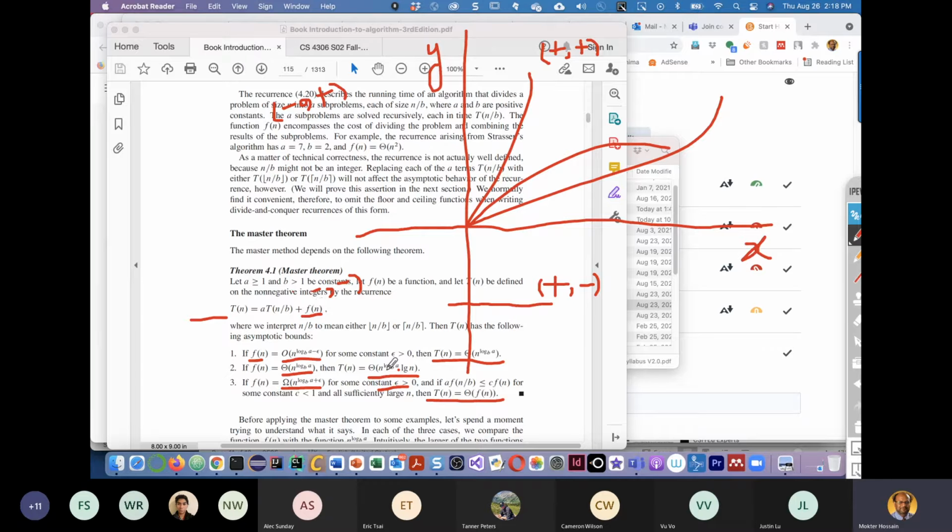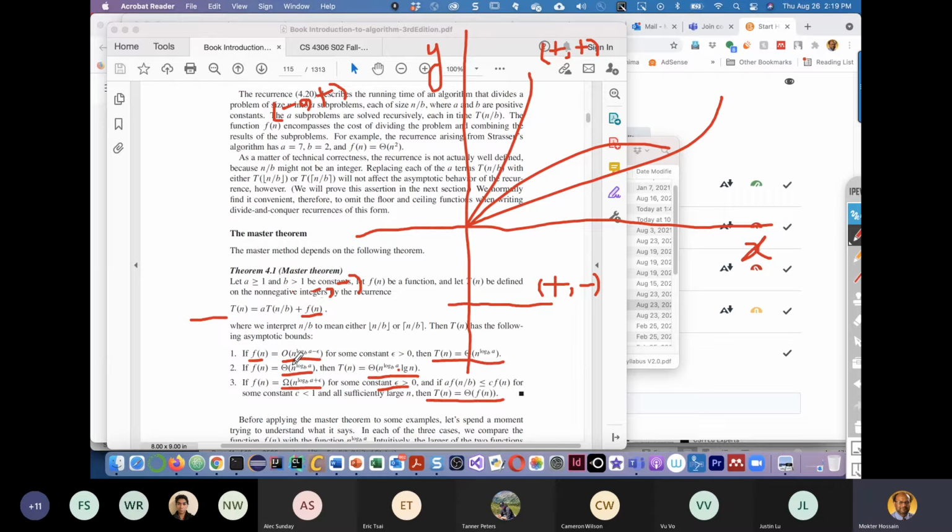In the first two cases, there is no f(n) in the answer; we get a different value. But in the third case, we will have running time equal to theta of f(n). Now we will go through these three cases one by one with some examples.